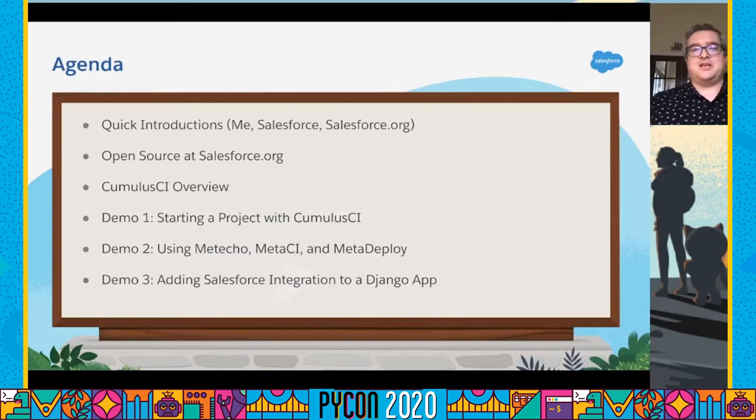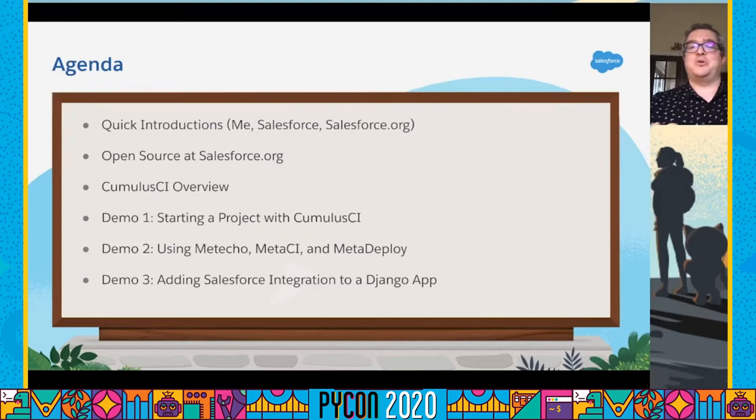Now, with that out of the way, let's cover the agenda real quick. We're going to go through some quick introductions about me, Salesforce, and Salesforce.org. Then we're going to talk about open source at Salesforce.org. Then we're going to look at the main Python tooling framework that we built at Salesforce.org and made available as open source. And then we will get into the bulk of the session, which is going to be three demos that build on top of each other.